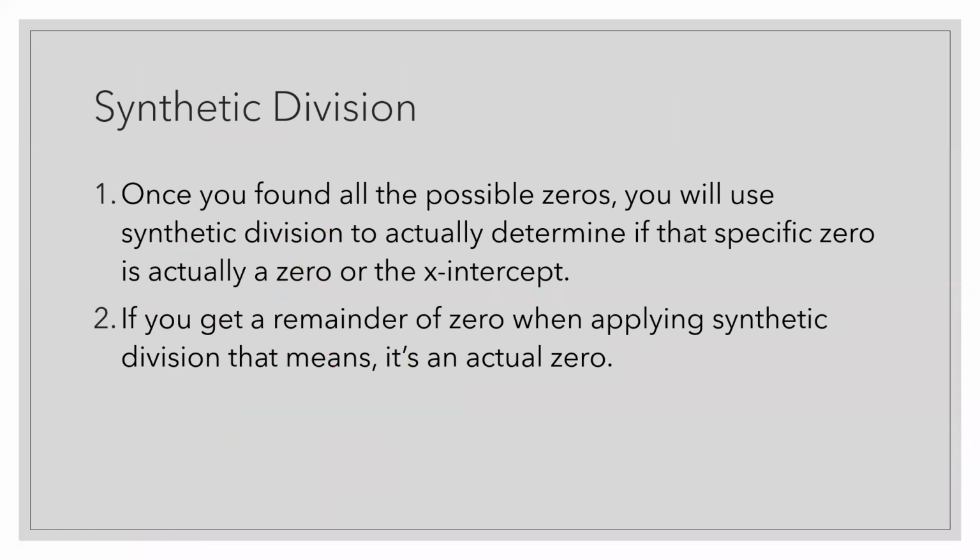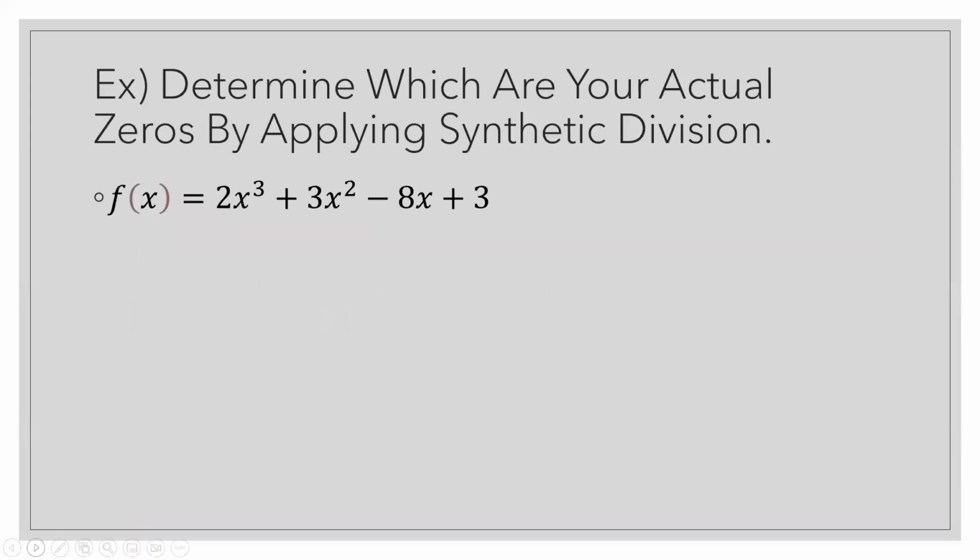So synthetic division. Once you've found all the possible zeros by using rational zero theorem, you will use synthetic division to actually determine if that specific zero is actually a 0, or the x-intercept, right? When they say 0, they mean x-intercept. If you get a remainder of 0 when applying synthetic division, that means it's an actual 0. So I will go over synthetic division right now. So determine which are your actual zeros by applying synthetic division.